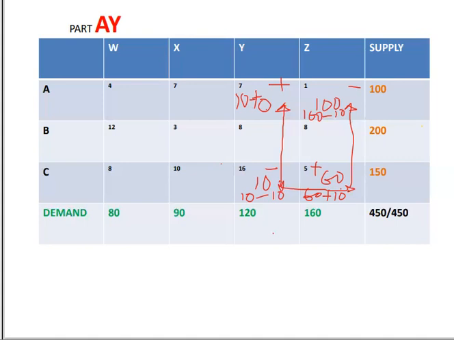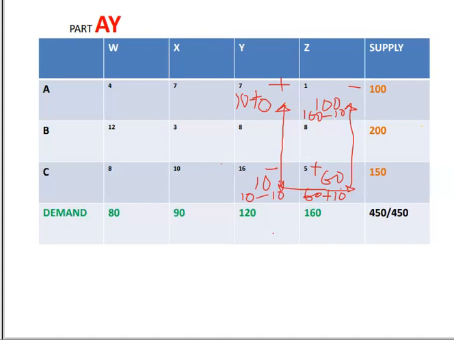Can you see it? So the path AY is what you have brought out. AY passes through AY to CY to CZ to AZ. We now put plus and minus the way we have been doing it.